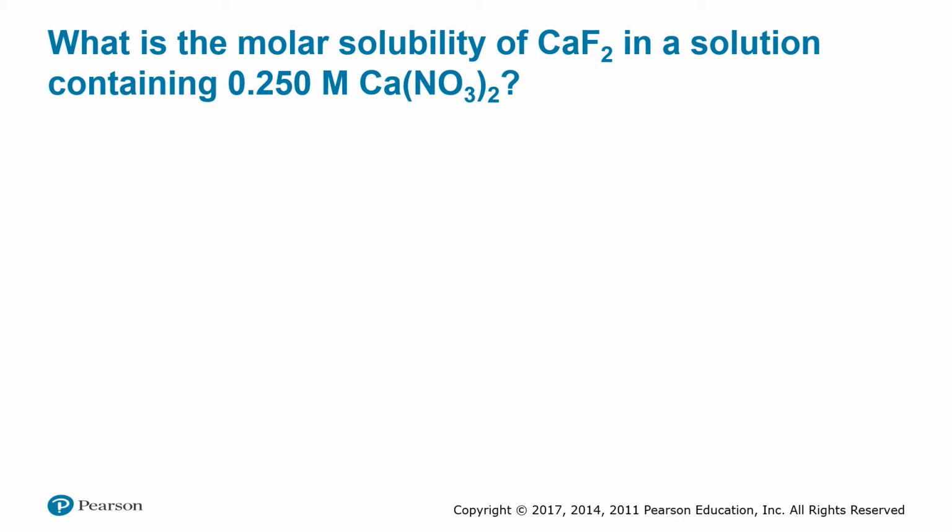Okay, so go ahead and give this one a shot at home. What is the molar solubility of calcium fluoride in a solution containing 0.250 molar calcium nitrate? So the equation we're looking at is calcium fluoride breaks apart into calcium plus 2 fluorides, and the Ksp for calcium fluoride is 1.46 times 10 to the negative 10th.